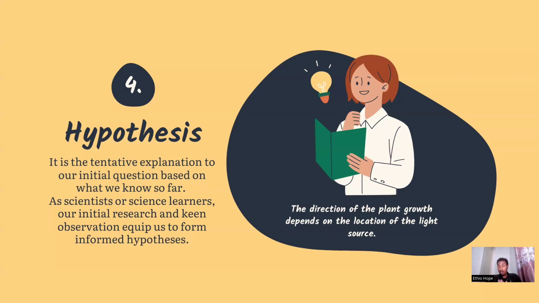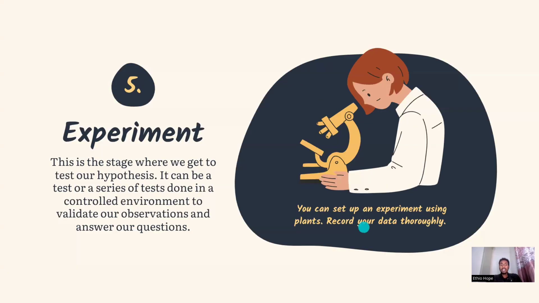So this is our hypothesis. The direction of the plant growth depends on the location of the light source, okay? This can be our hypothesis. Now comes the fun part, which is testing our hypothesis, called doing an experiment, okay?